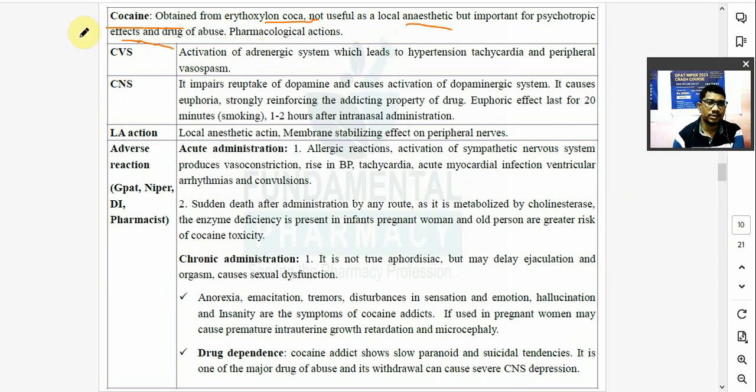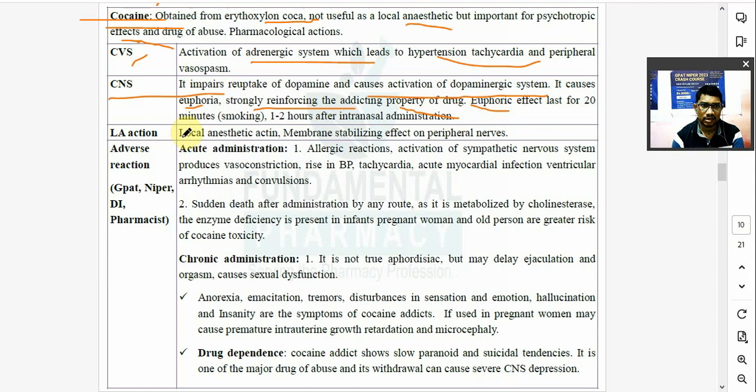It is a natural one. Okay? No more used as a local anesthetic. On the cardiovascular system, it causes the activation of the adrenergic system, which leads to hypertension, tachycardia, and peripheral vasoconstriction. On the CNS, it impairs the reuptake of dopamine and causes the activation of the dopaminergic system. It causes euphoria, dysphoria, mental clouding, strongly reinforcing and addicting property. Euphoric effect lasts for 20 minutes.